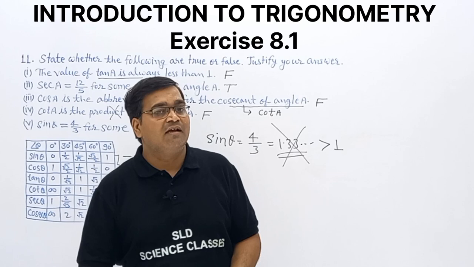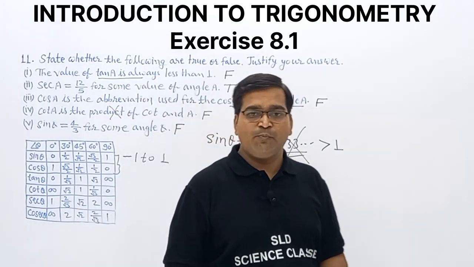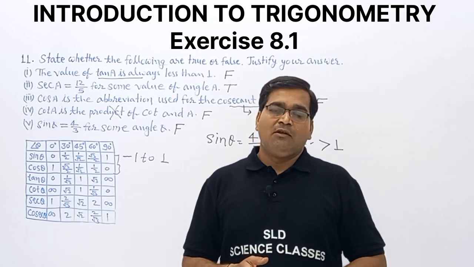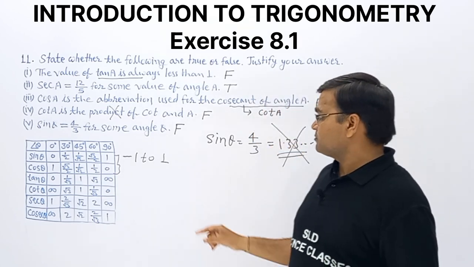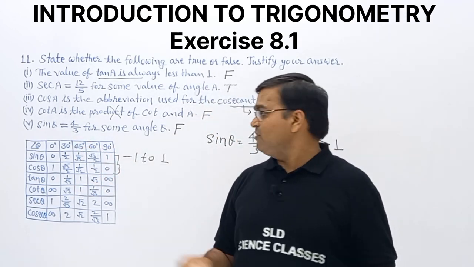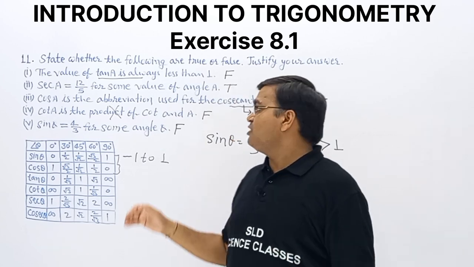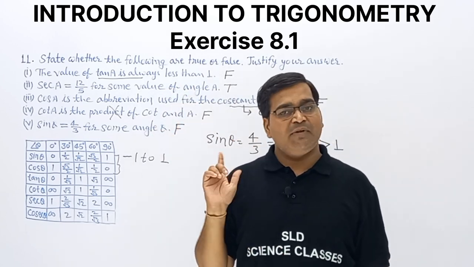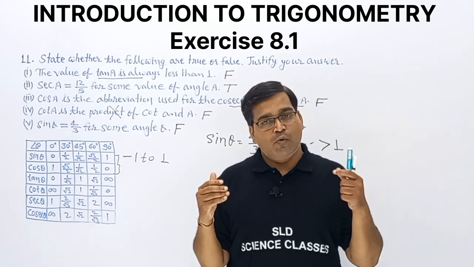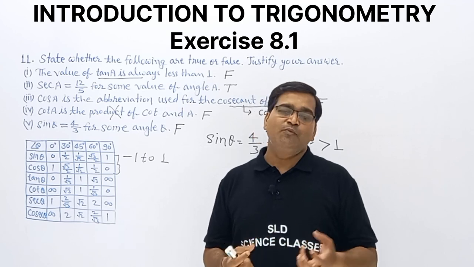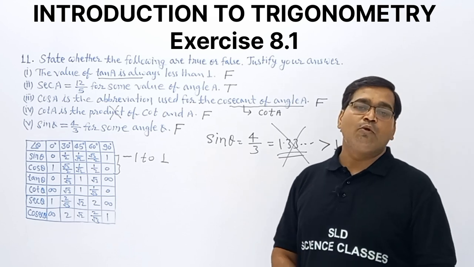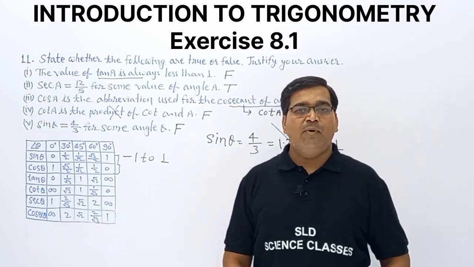So this is the last question of exercise 8.1, which we completed today. Before this we studied all the trigonometry ratios of some specific angles. We obtained this table and now we can easily solve these questions. I hope you understand all these questions. These are all easy once we understand the concept of trigonometry. So that's all about this class.